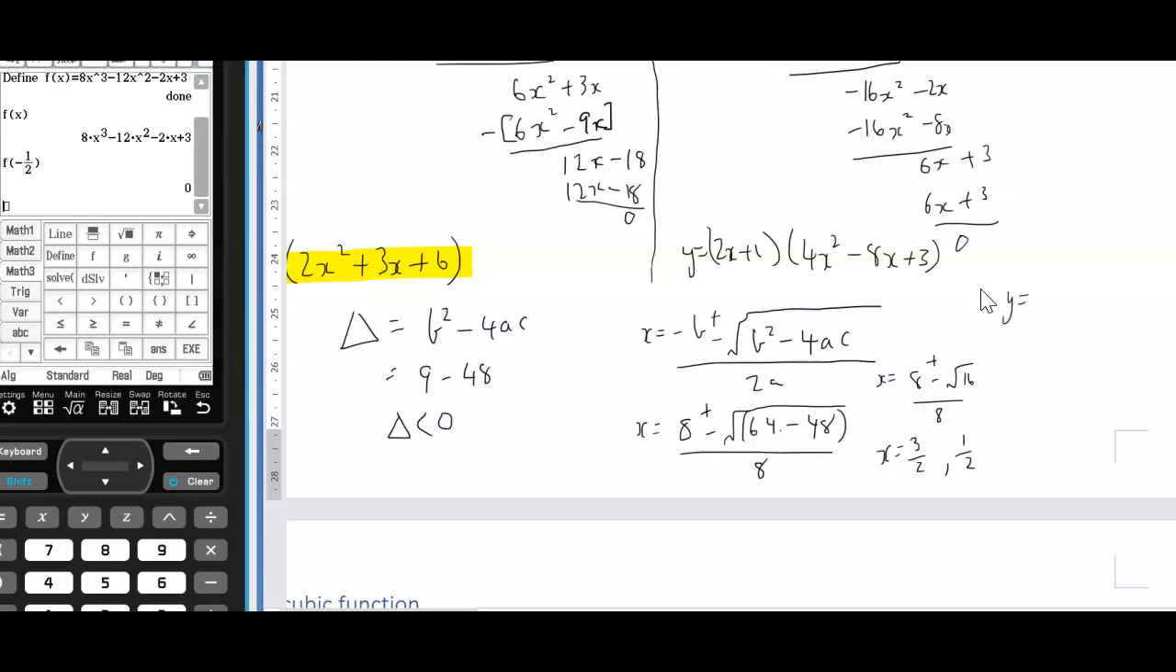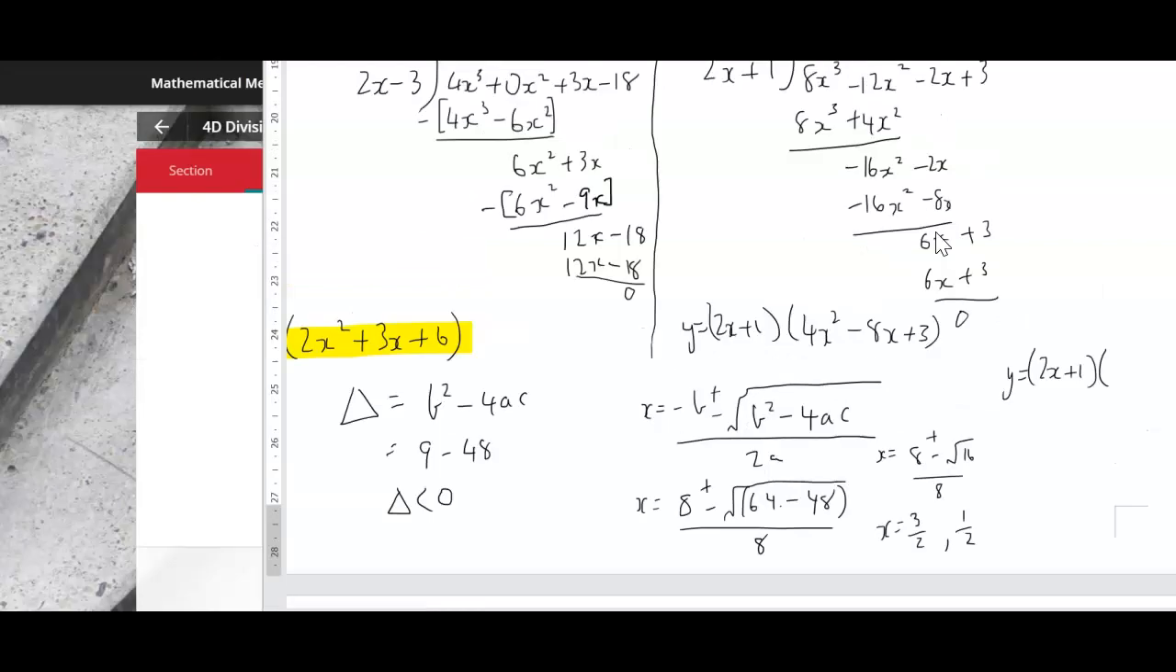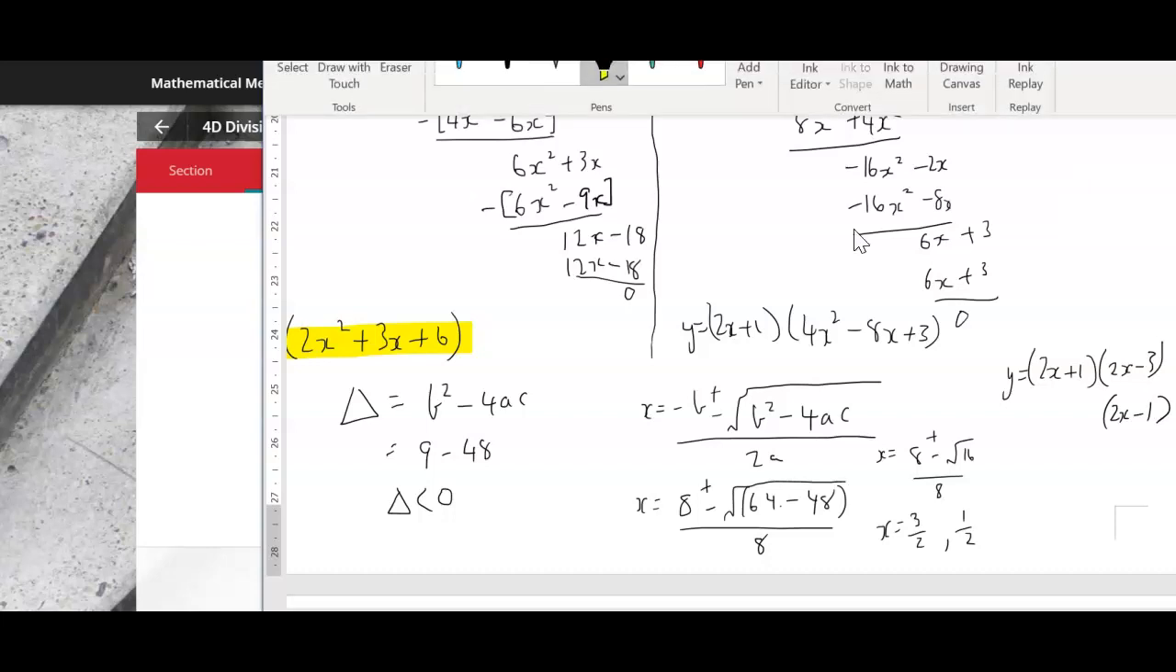Y equals, all right, we got 2x plus 1. And then we've got 2x minus 3, and the other factor is 2x minus 1. Sorry about squeezing that in. I might highlight it just so people can see it if they're only looking at it.